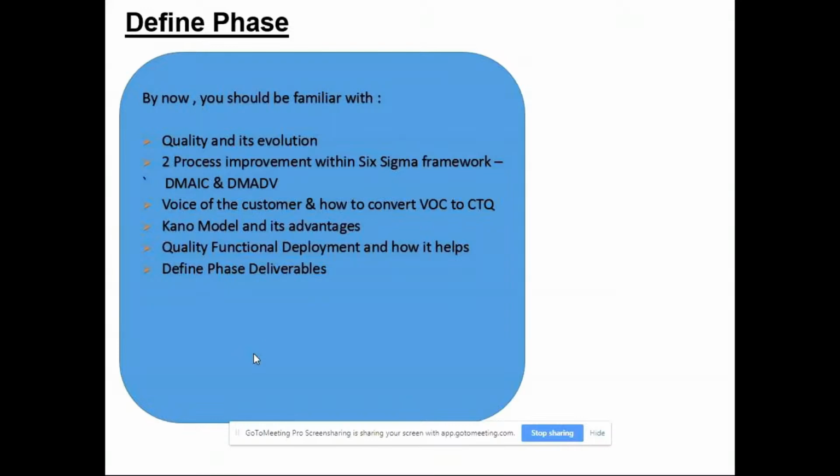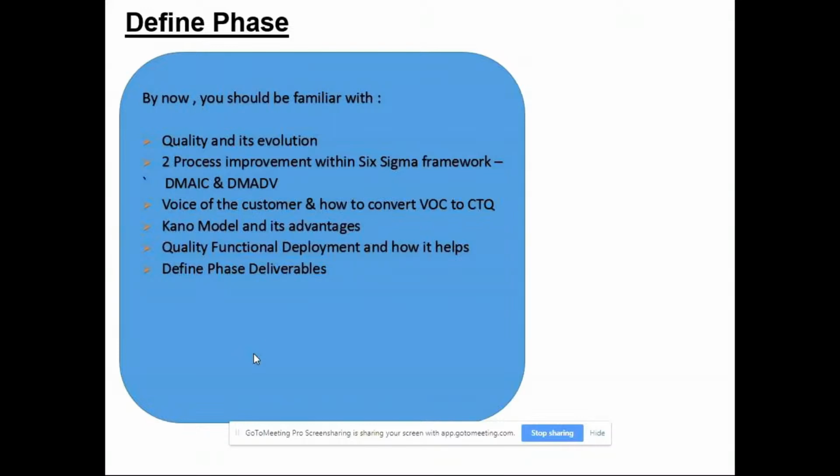Okay. So DMAIC, you would generally apply for an existing process which needs improvement, and DMADV is something that you would do for a new process when you're trying to design a new process. Okay. And we've gone through what is voice of the customer and how do you convert the VOC into CTQ. The Kano model and its advantages.